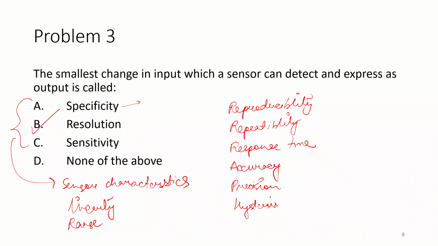Change in output to change in input. Yeah, perfect. So that's sensitivity. Somebody also says it's the slope of it. Yeah, the sensitivity, the slope of the calibration curve. Then we have linearity. So what's the linearity?